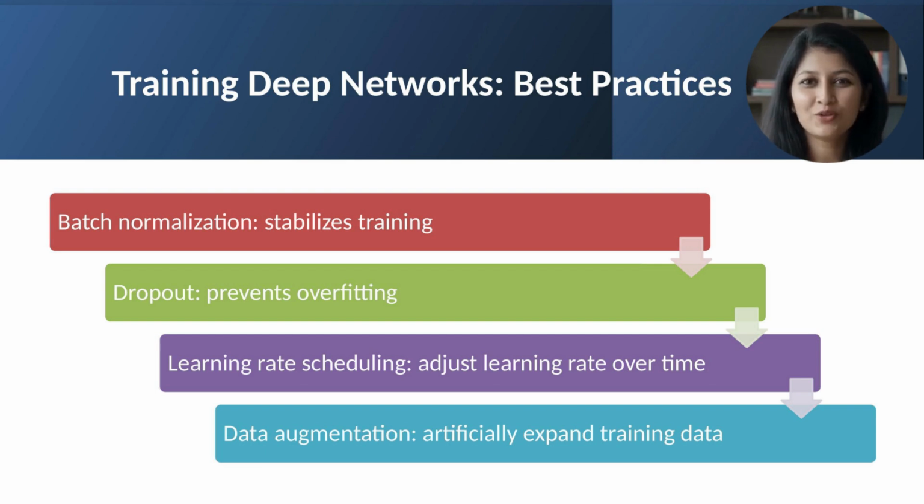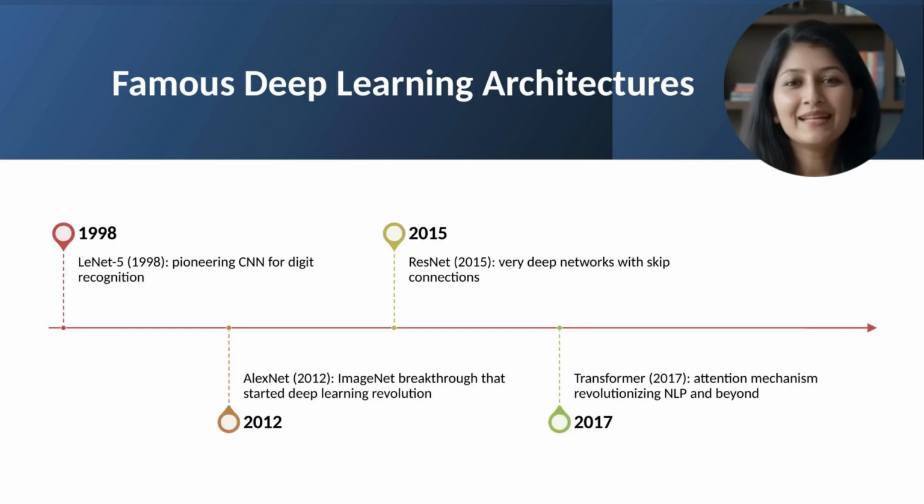These techniques are what make deep learning practical. Without them, training would be unstable, overfitting would be rampant, and results would be mediocre. Let's survey landmark architectures that shaped deep learning history. Understanding these gives context for modern developments.